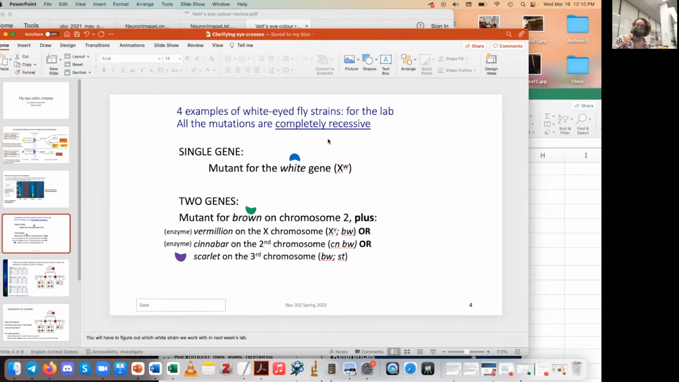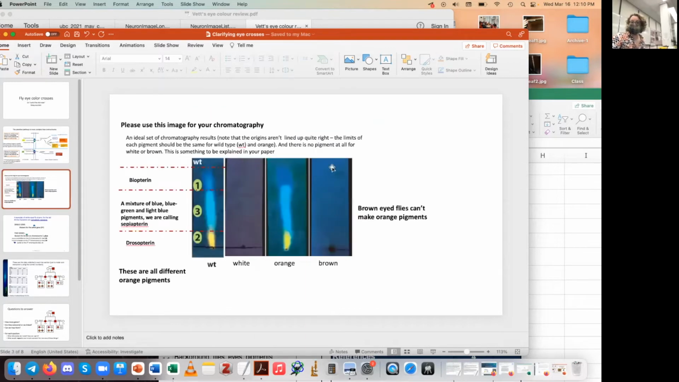Which brings us to this question from the Fly Eye PowerPoint. Now we're on slide 4. And we can see that these two options are either you're mutant for white or you're mutant for brown and something else. We know that they're not mutant for white because we found these flies. We were working with these flies. Because these flies exist, we can already rule out the one gene hypothesis.